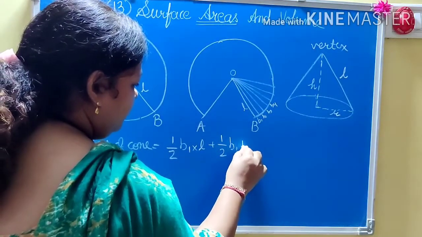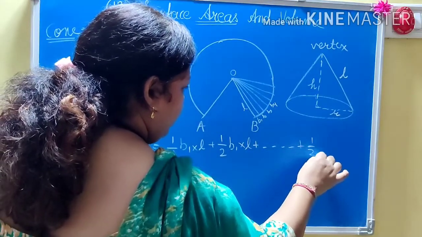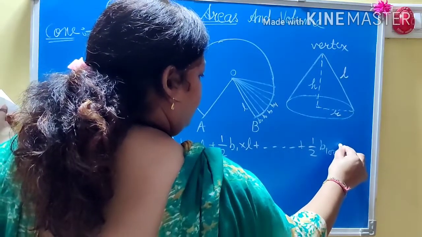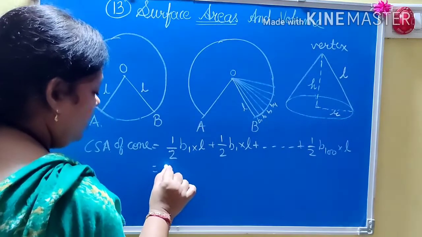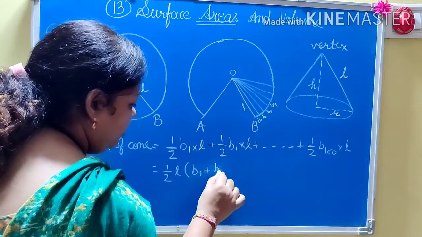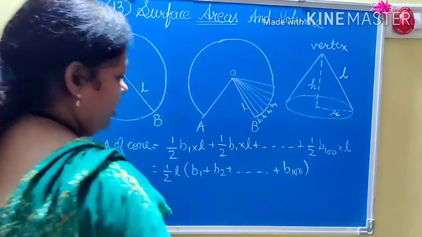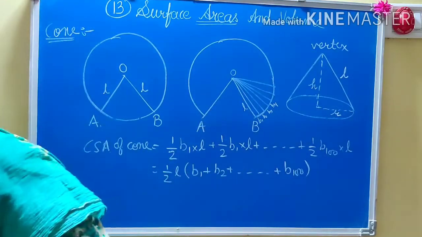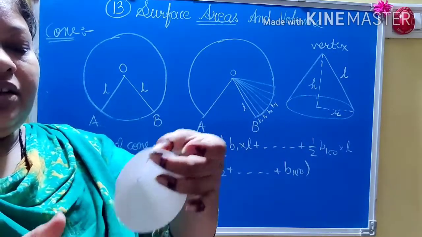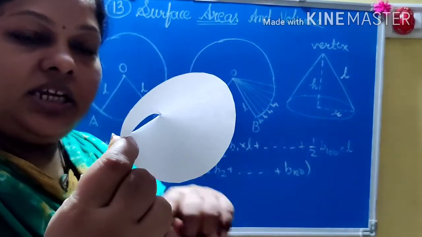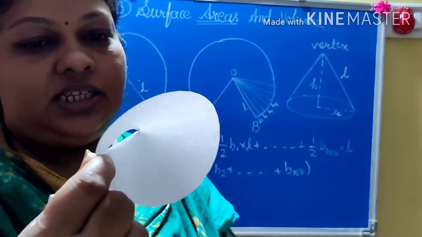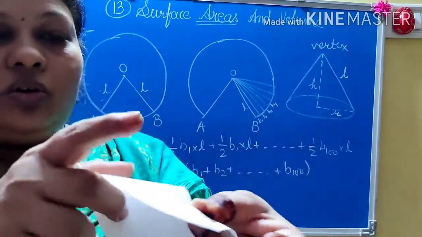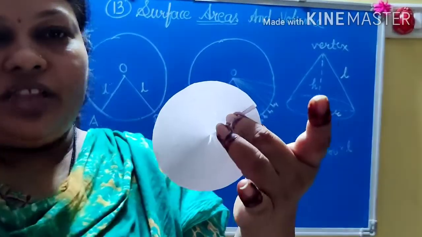So I will add these. Suppose I divide it into 100 pieces, then the last term is half B100 into L. Now half into L can be taken common, giving B1 plus B2 plus so on till B100 in the bracket. If you look at B1, B2, B3, B4, these small pieces together add up to the circumference of the circle, which is the base of the cone.